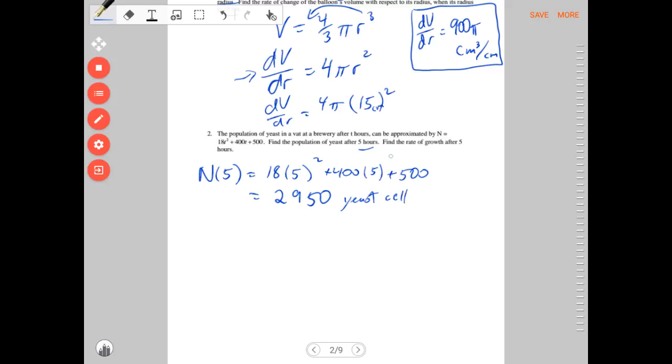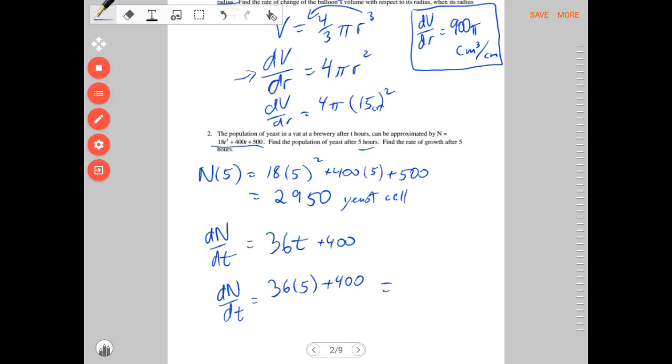Okay, now of course, find the rate of growth after 5 hours. So that is dN dt. So that's the rate of change in the number of yeast cells or bacteria. So we go back up to the equation here. 18 times 2 is 36T plus 400. Okay, so if we want that at 5 hours, we find dN dt at t equals 5.